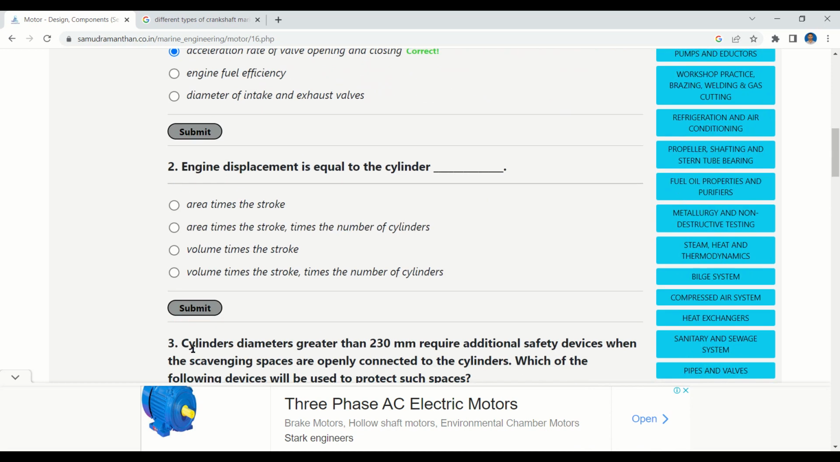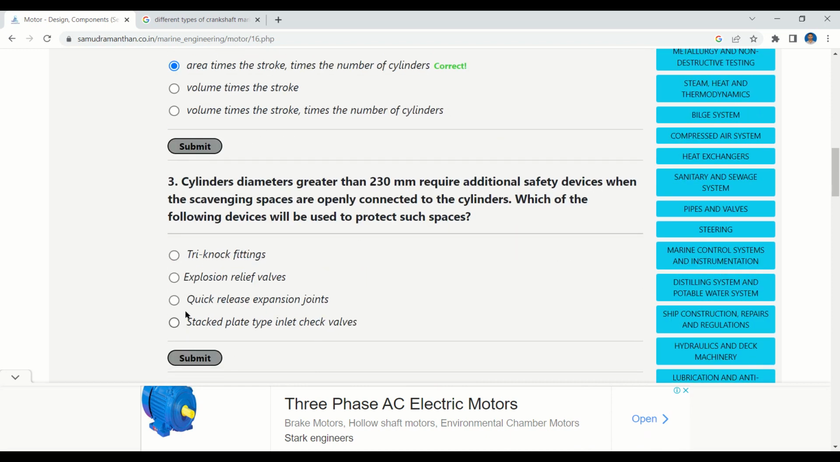Our next question is: engine displacement is equal to the cylinder, and the options given are area times the stroke times the number of cylinders, volume times the stroke times the number of cylinders, and the correct option should be area times the stroke times the number of cylinders.